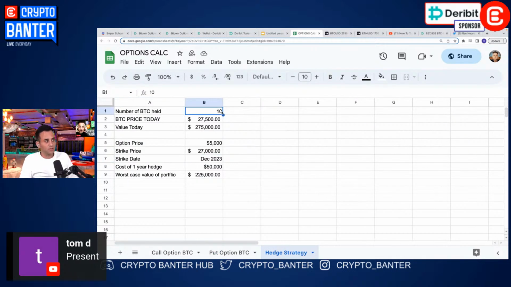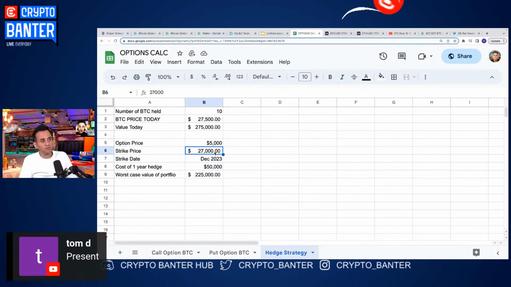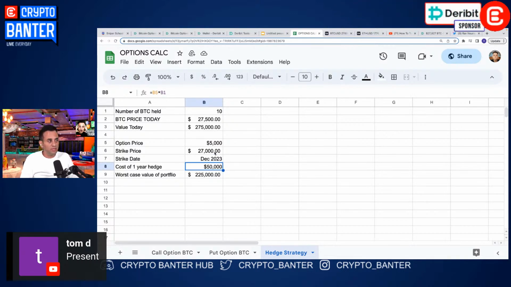So if I've got 10 Bitcoin and the price today is 27,500, the value of my portfolio today is $275,000. Now I can buy a put option at $5,000 for a strike price of $27,000 in a year. Now that would mean that the maximum amount that I could lose is $50,000.